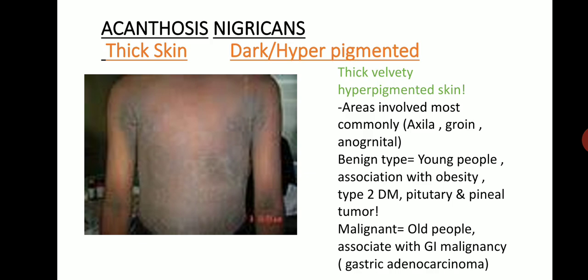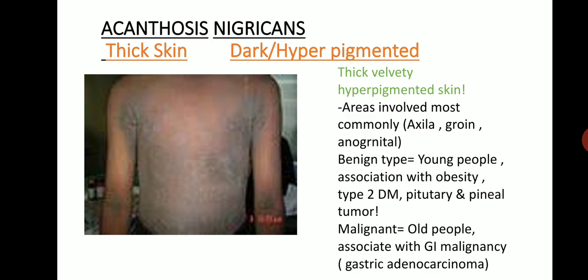Now the benign type occurs in young people. You can remember this because benign is less harmful, and young people have more immunity, so benign tumors occur in young people. And it is associated with type 2 diabetes. Type 2 diabetes also occurs in people who are obese, so obesity will also come in this. So obesity, type 2 diabetes, young people, and pituitary and pineal tumors, both P, pituitary and pineal tumors. These occur in the benign type.